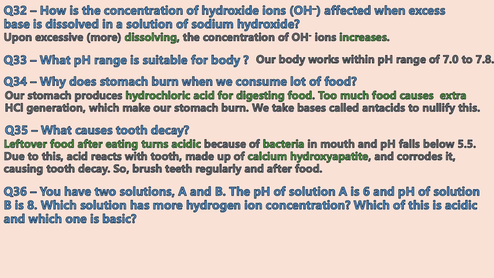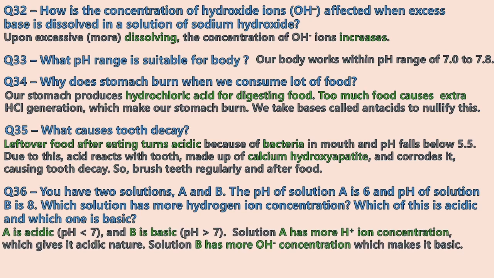You have two solutions, A and B. pH of solution A is 6 and pH of solution B is 8. Which solution has more hydrogen ion concentration, and which of these is acidic and which is basic? See, solution A, which has a pH of 6, has a pH less than 7, therefore it is acidic. And B, which has a pH of 8, has a pH greater than 7, so it is basic. Solution A has more H plus hydrogen ion concentration, which gives its acidic nature, and solution B has more OH minus hydroxide ion concentration, which makes it basic.